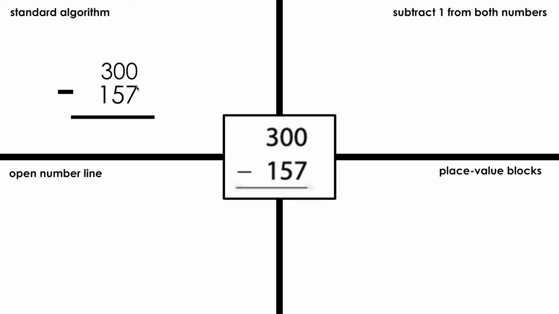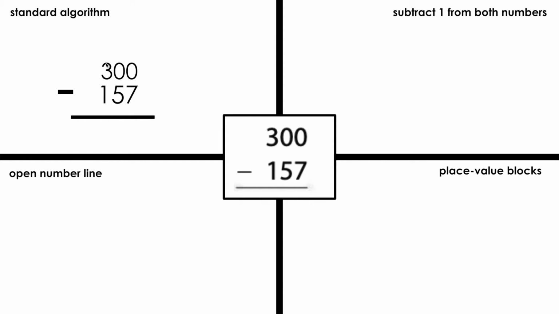Since we don't have enough ones to subtract 7 from, we can take a look at the tens place to see if we can regroup tens into ones. But we notice that we have a 0 in the tens place, which means we have 0 tens. That means that we have to go all the way to the hundreds place, so we can regroup hundreds into tens and then tens into ones.